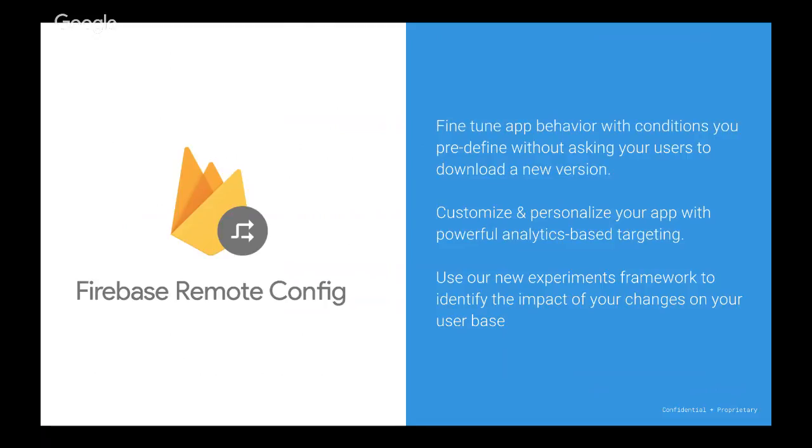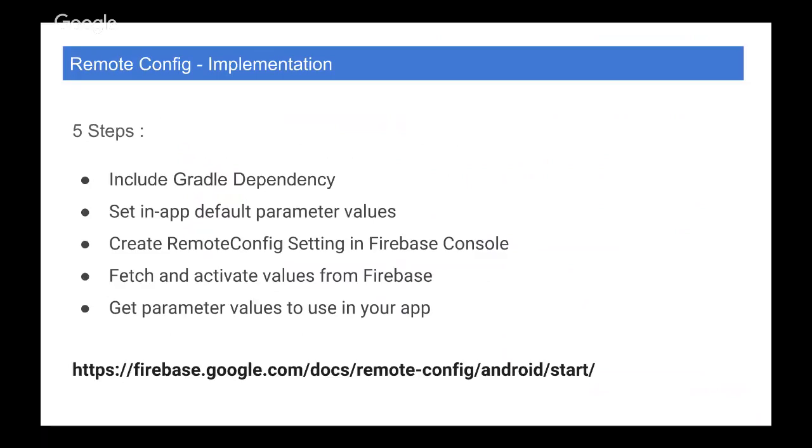Okay, let's look at the steps involved in implementing remote config. So there are 5 key steps. You start off with including the Gradle dependency. Then you set the default parameters so that your app functions even without remote config values. Then you create a remote config setting within the Firebase console and come back to the app for the next step of writing the code to actually fetch the data from Firebase servers and activate it to be used within your app locally.